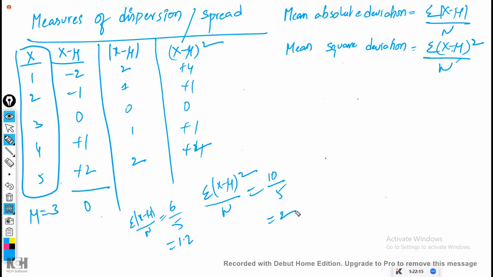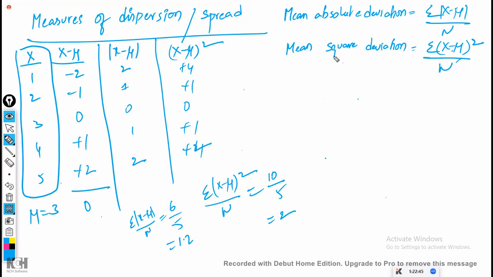Mean absolute deviation, mean square deviation. Why do you have to do the absolute, or the square? Because if you go with the normal values, some of the negative values and some of the positive values will nullify each other, and every time you will get the mean deviation as 0. That is the reason we have to select either the mean absolute deviation or the mean square deviation. Out of these two, which one do you have to select? That is the question.